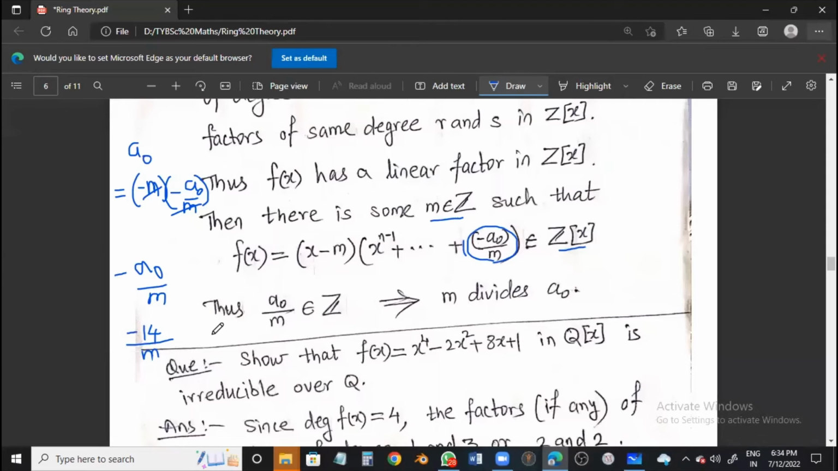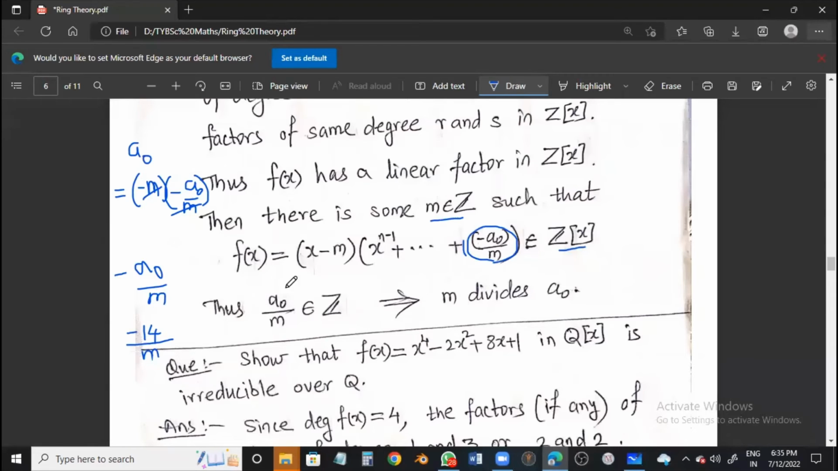Minus 1. Minus 1 will also do. Anything else? I want m to be an integer. 2, yes, of course. For 2, for minus 2, for 7, for minus 7, this value will surely be an integer. Followed my point? So what did I choose?